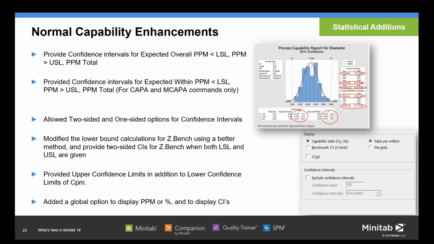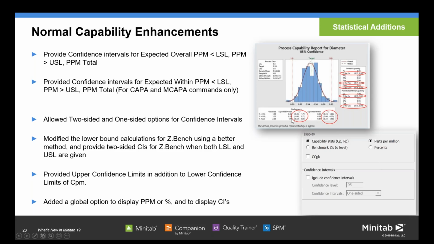For those people in quality, we've made some nice improvements to the normal capability command. So there's a lot of things listed here. One of the things we've done is we added a global option to display either parts per million or percents, and also just display the confidence intervals. So the default output for capability was always parts per million. And while that's nice for some people in manufacturing, there's a lot of people who just prefer to look at things in terms of percents, and they wanted to set that as an option. So now you can do that. We'll talk about where the option is in just a couple minutes.